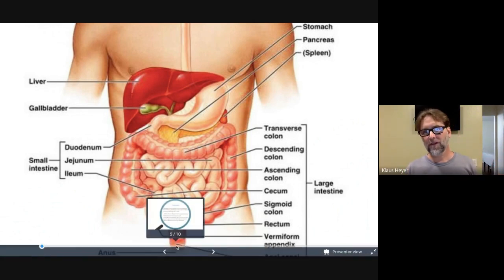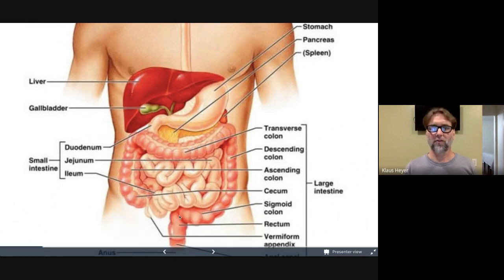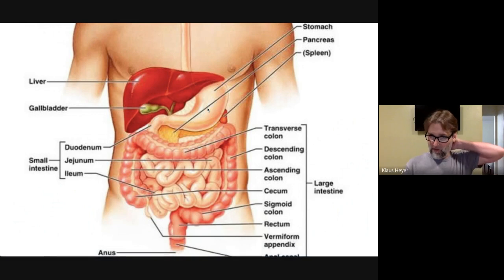esophagus to the anus, right? So it goes from here to here. It's just that in the case of the stomach, it's been stretched out. The small intestine has a different shape. The large intestine has a different shape, but it's all one tube going from the mouth to the anus.